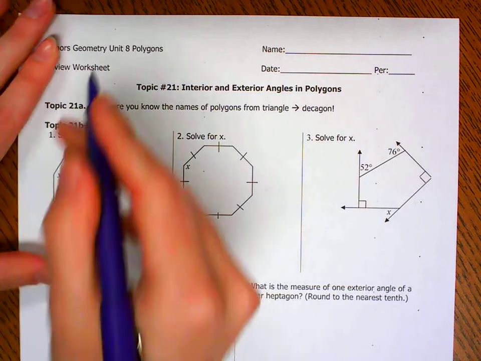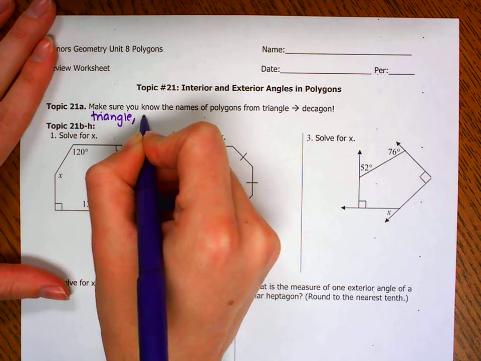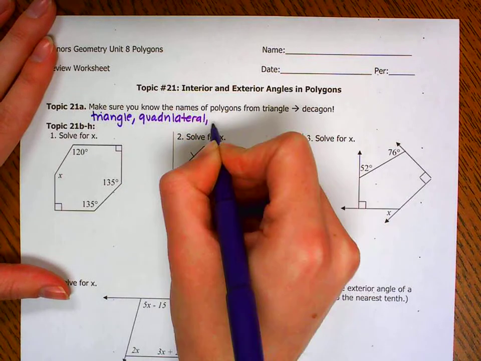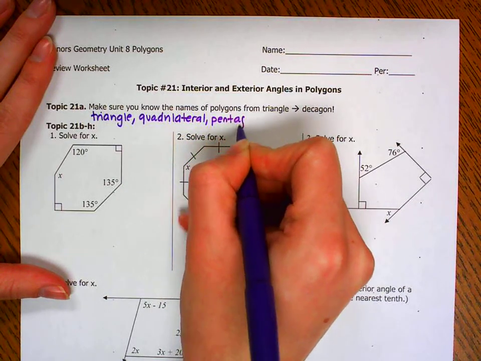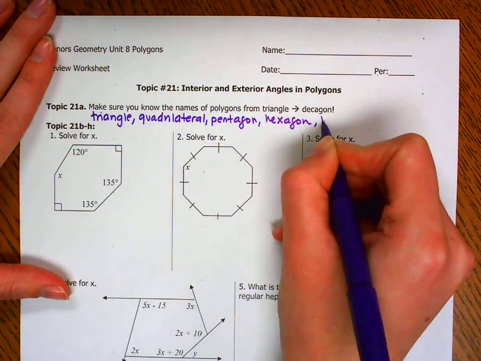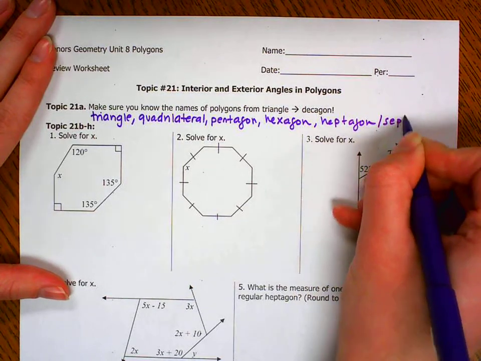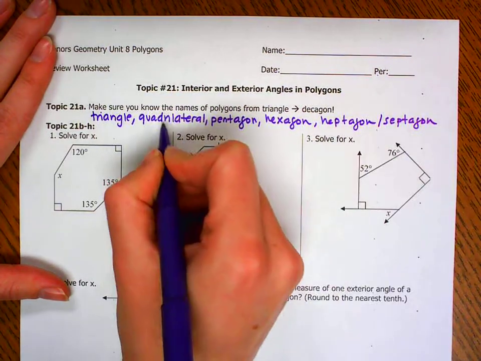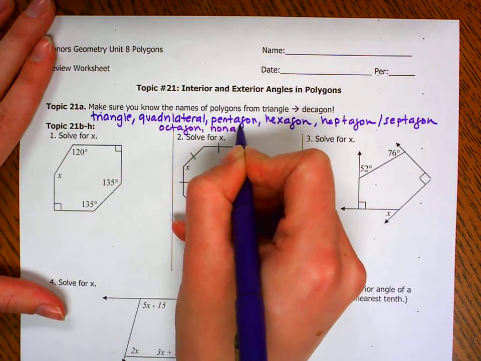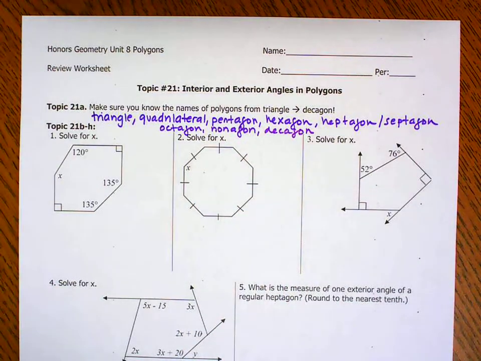Why don't I write them out really fast? So for n equals 3, we have a triangle. Next we have quadrilateral. Next we have pentagon, then we have hexagon, then we have heptagon or septagon, then we have octagon, then we have nonagon, and lastly we have decagon. So you need to know all of those by their number of sides.